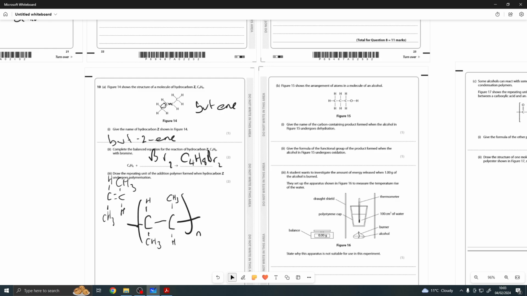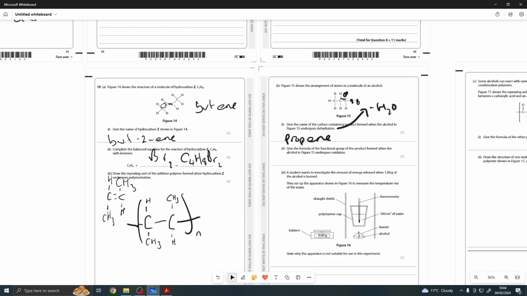Now, B says, arrangement is an alcohol. Okay, give the name of the carbon-containing product formed when the alcohol undergoes dehydration. Okay, and that would be propene. Okay, because if you dehydrate that, what is dehydration? What do you take away? You take away H2O. If you take away that, you take away that, take away that, okay, stick a double bond in, jobs are good. You would make propene. Now, does it need to be a number in propene? No, because the double bond can only really go in one place, so you don't need a number.